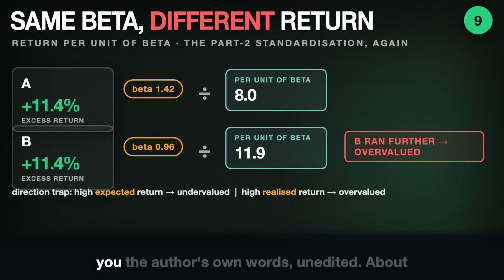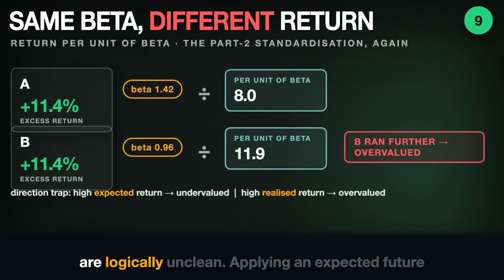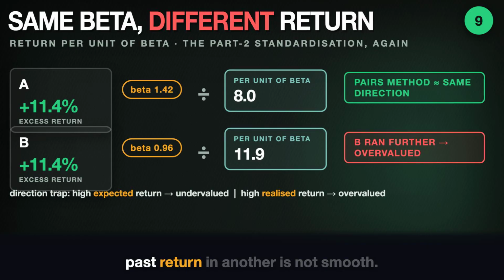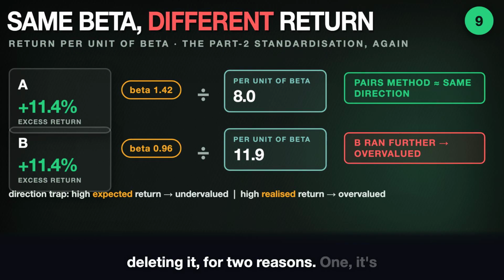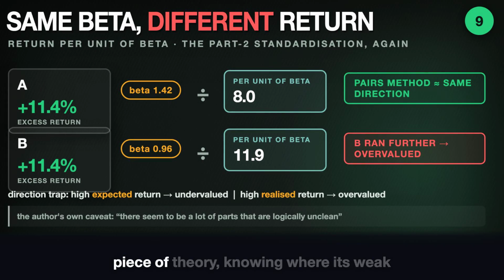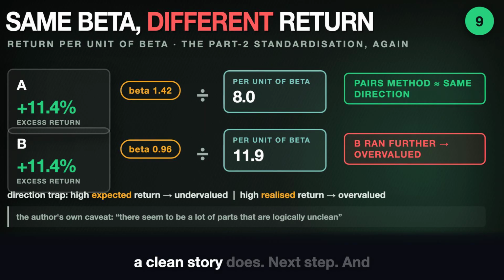And now I want to hand you the author's own words, unedited. About this CAPM derivation, he wrote, "There seem to be a lot of parts that are logically unclean. Applying an expected future return in one place and a realized past return in another is not smooth." I'm leaving that sentence in rather than deleting it for 2 reasons. 1, it's honest. 2, when you're learning a piece of theory, knowing where its weak link is helps you far more than a clean story does.